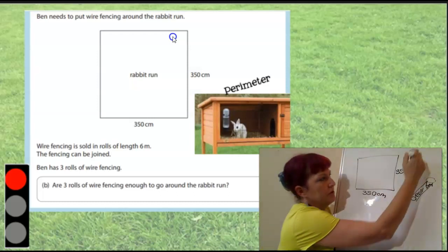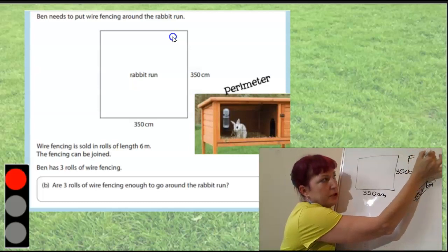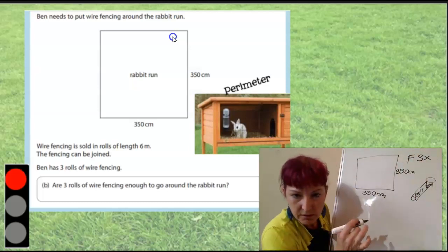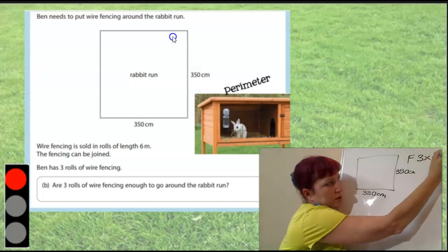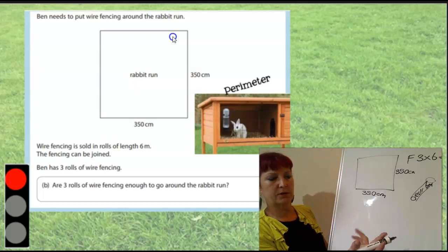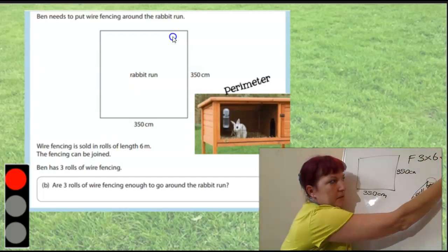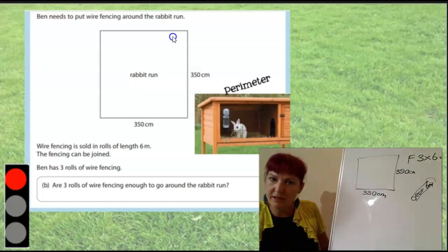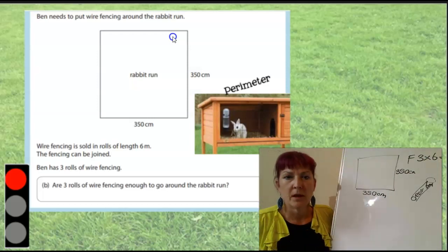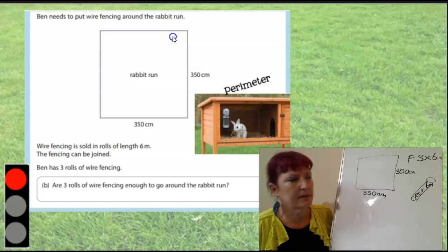Right, first thing I'm going to do is work out my fence. I've got 3 of them, 3 times 6. Ooh, that's a tricky one. 6 plus 6 is 12, 13, 14, 15, 16, 17, 18. 18 metres. That's what he's got in total. Are 3 rolls of wire fencing enough to go round the rabbit run?